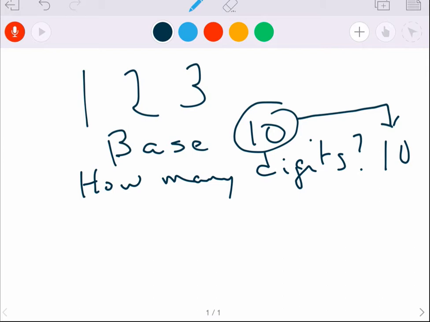Then I will say, okay, in the base we're working in, in this case base 10, what are the actual digits we have? And the digits we use in the day-to-day base 10 world are 0 through 9. So how many digits do we have? Always the base. What are those digits? 0 through 1 less than the base. And that's true for any number system that we might be working in.